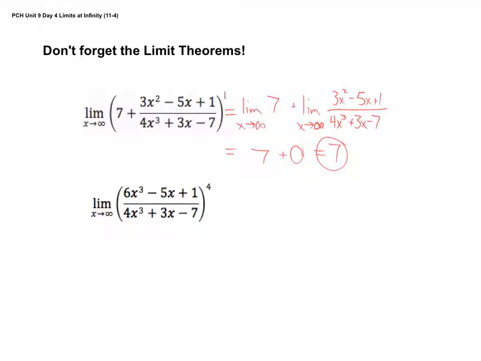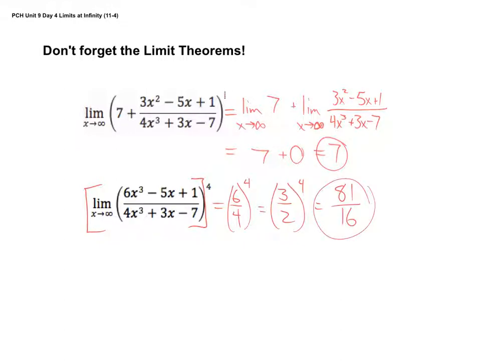Yes, okay? So look here, remember our limit theorem that said if you have the limit of something raised to a power, you can take the limit first and raise that to the power. So, like you guys said, 6 over 4 is 3 over 2 to the 4th. It is a little easier to do 3 over 2 to the 4th, that's 81/16. Went a little dyslexic there for a second. Alright, 81/16.